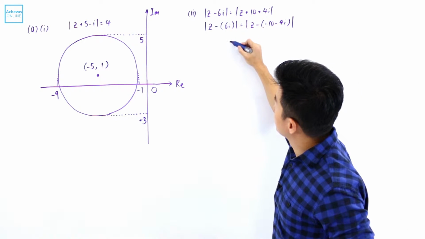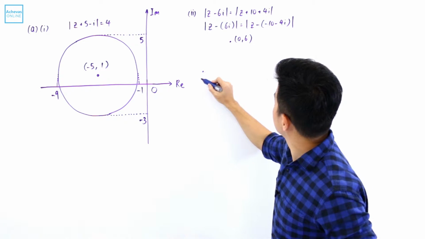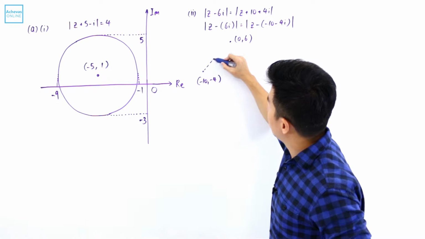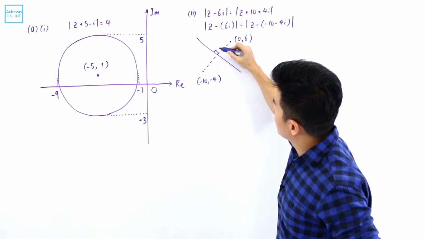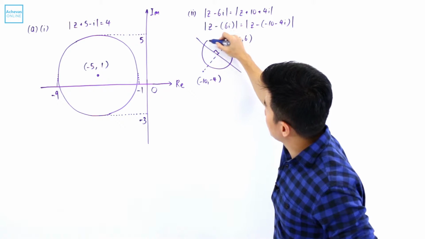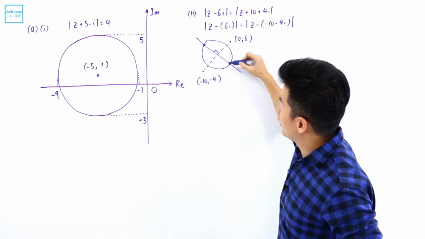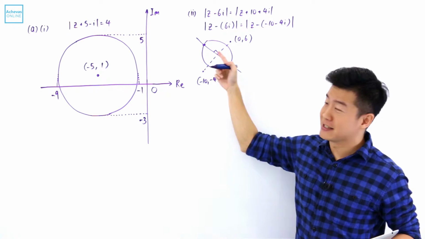One of the points is at 0 and 6, and the other point is going to be at minus 10 and minus 4. And its perpendicular bisector is going to cut the circle at 2 points, and what we are supposed to do is to find the z of these 2 points. There are actually two possible methods that I can find the z of this.